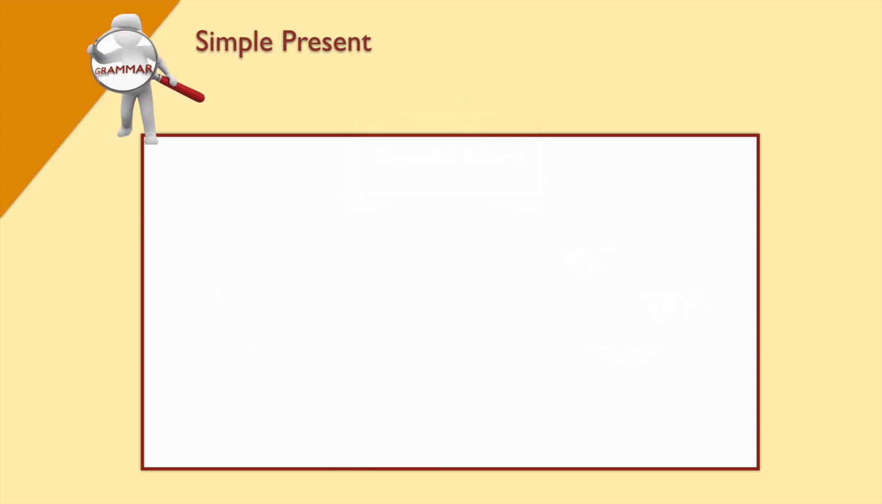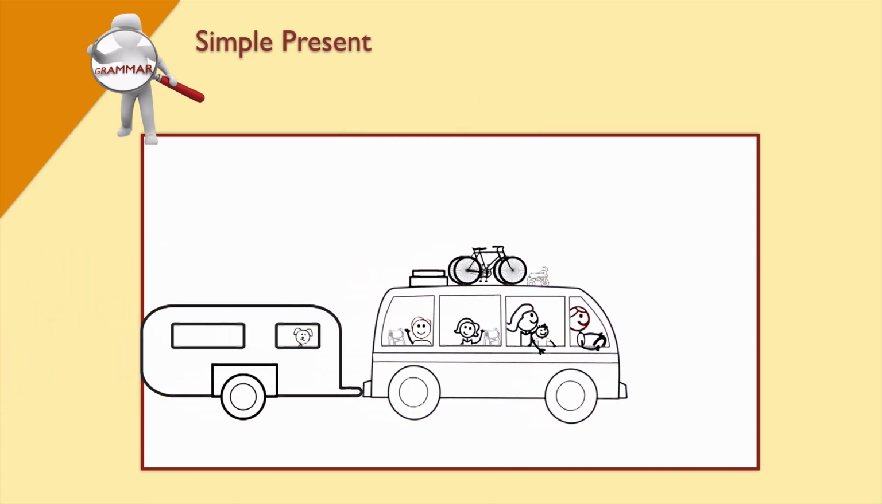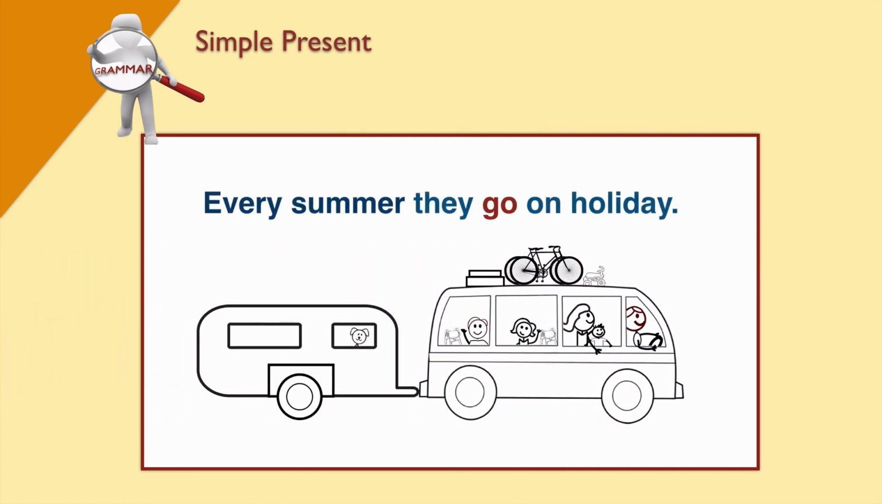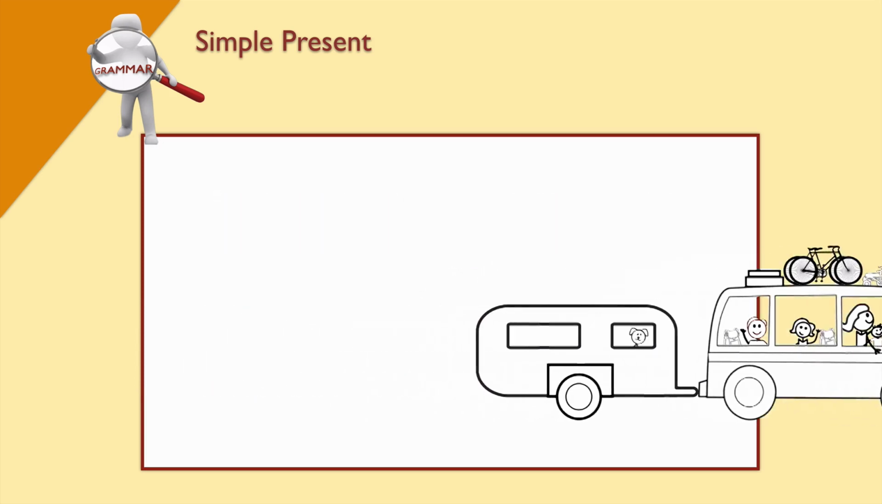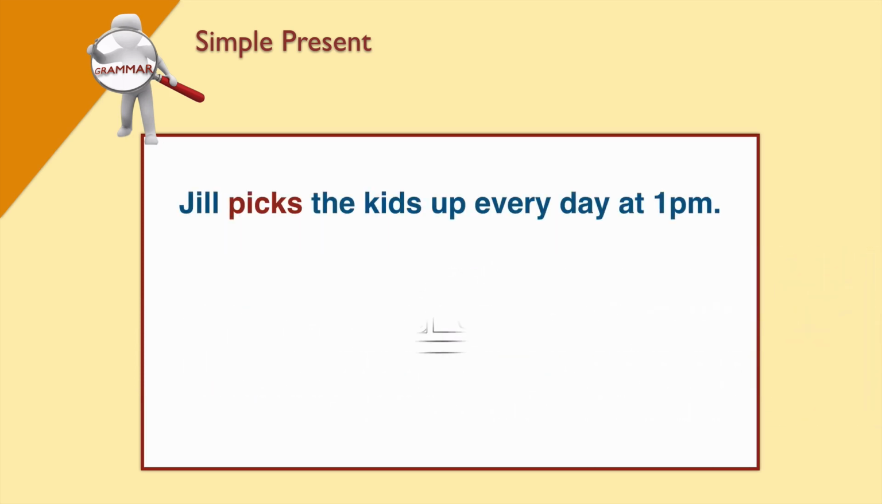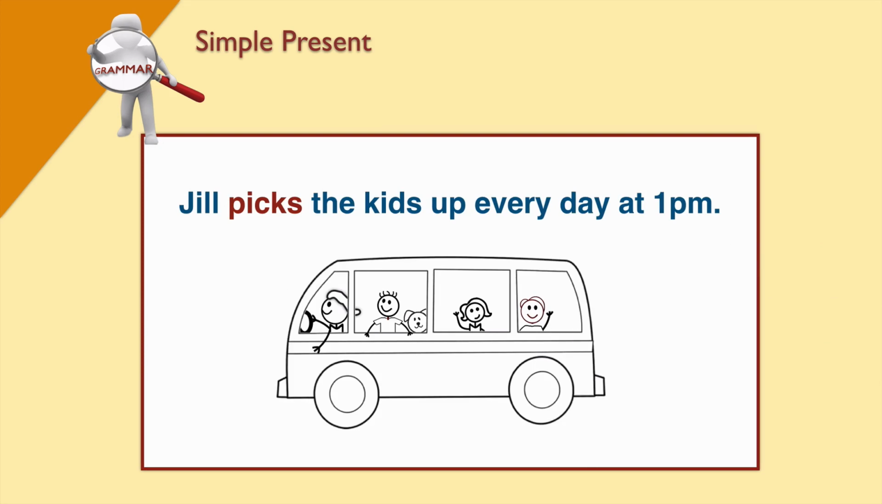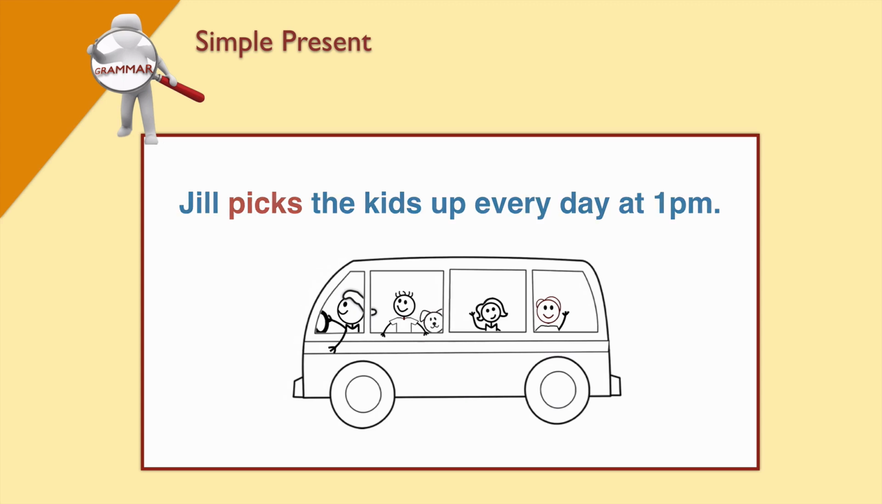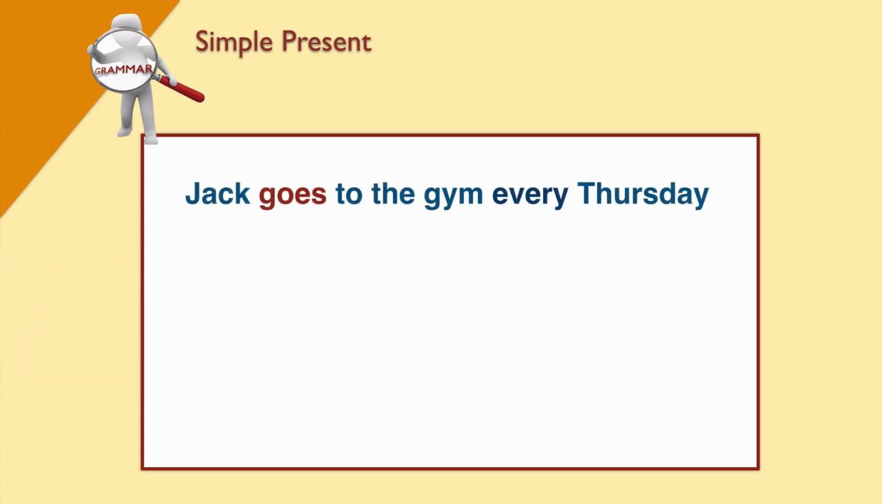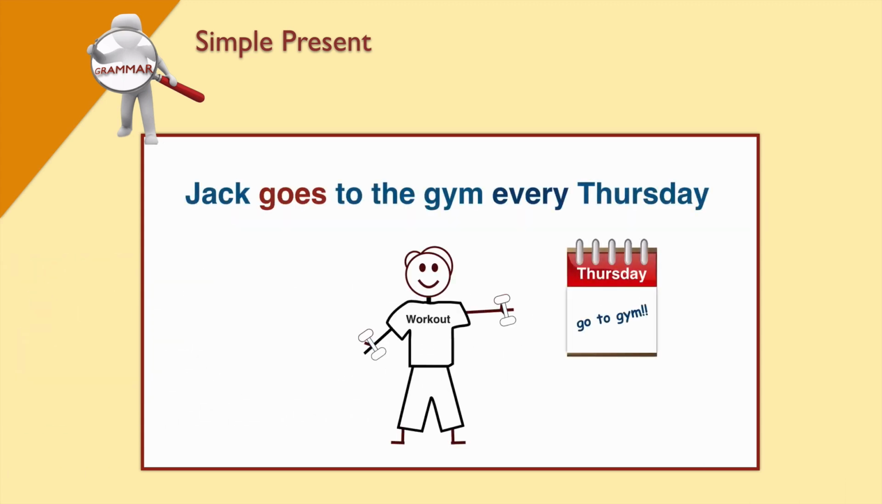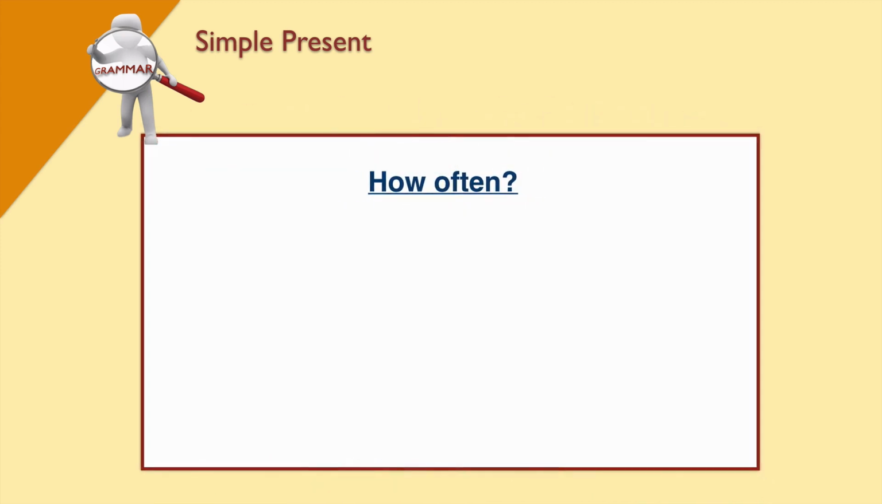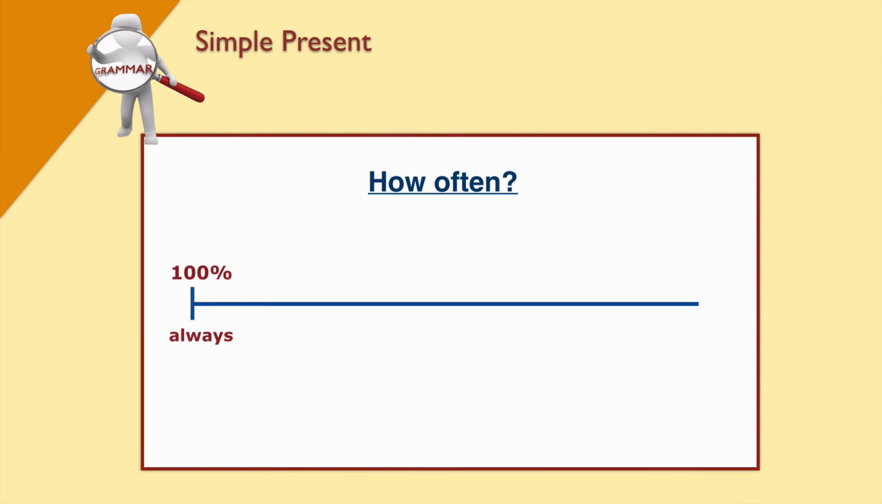Let's look at an example. Every summer they go on holiday. It's repeated every summer. Jill picks the kids up every day at 1 p.m. Every day at 1 p.m. Jack goes to the gym every Thursday. Every Thursday.